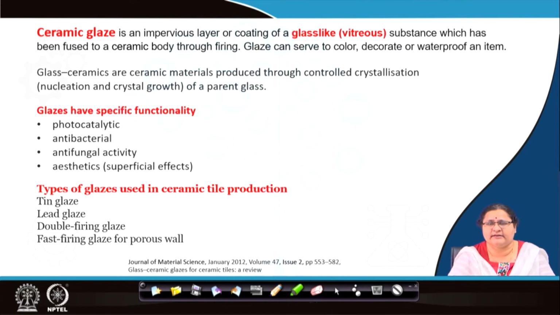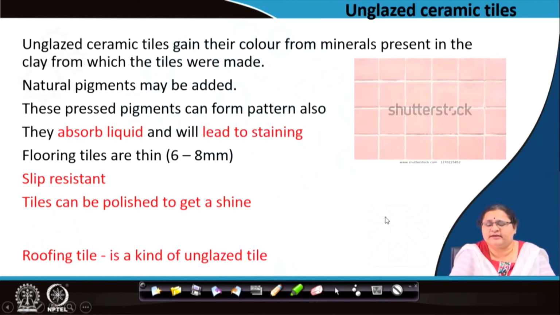Other than these glazed tiles, we also have the unglazed ceramic tile, which looks a little dull, which you will see mostly outdoors, but they only get the color from the minerals present in the clay. As you can see, it has a very natural color. So natural pigments may be added to make it a little different. They are pressed on top of the surface and you can have only one very thin layer of color on the top, and they absorb liquid. They do not prevent the stains. So you will get stains.